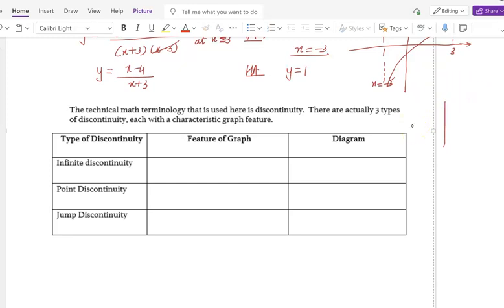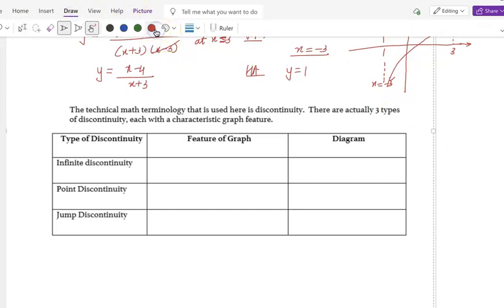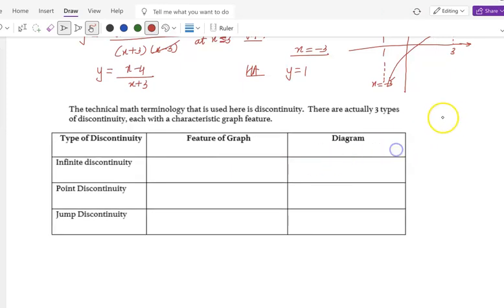Can you draw a quadratic without lifting the pen off the paper? Can you draw a parabola? Yeah, you can draw a parabola without lifting the pen off the paper. So that's a continuous function. Can you draw a rational function without lifting the pen off the paper? Probably not. Why not? Because there's an asymptote. Yeah, there's an asymptote. So a quadratic you can draw.